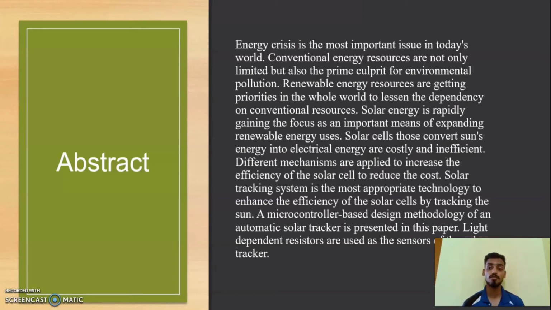Solar cells, which convert the sun's energy into electrical energy, are costly and inefficient. Different mechanisms are applied to increase the efficiency of the solar cell and reduce the cost. A solar tracking system is the most appropriate technology to enhance the efficiency of solar cells by tracking the sun. A microcontroller based design methodology of an automatic solar tracker is presented in this presentation. Light dependent resistors are used as the sensors of the solar tracker. This is our abstract for the project.